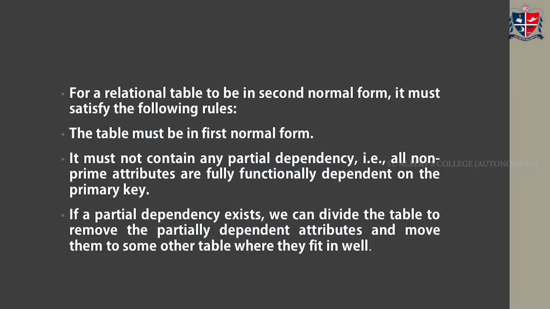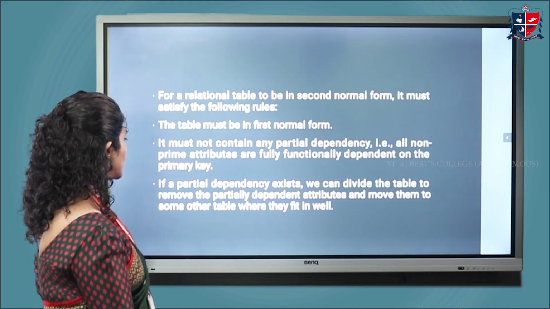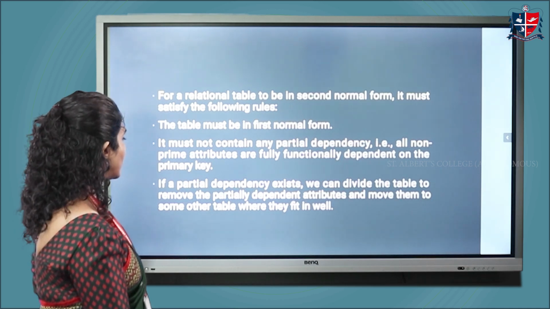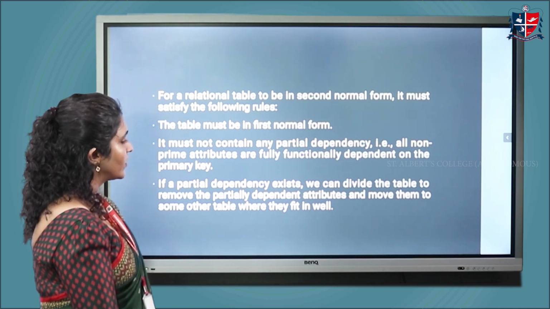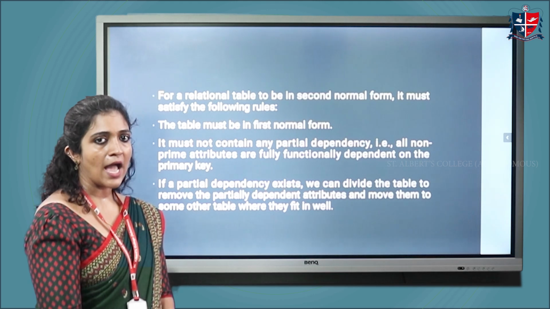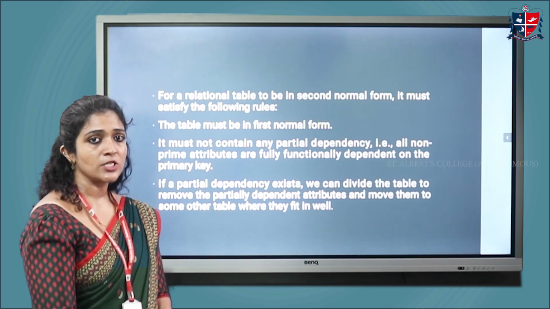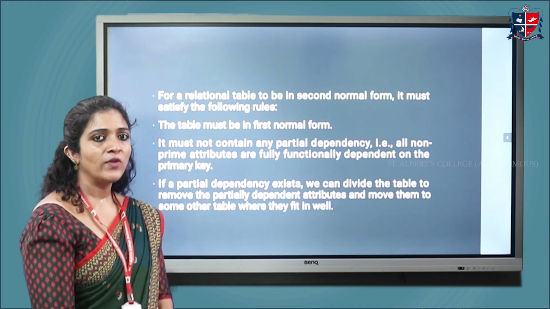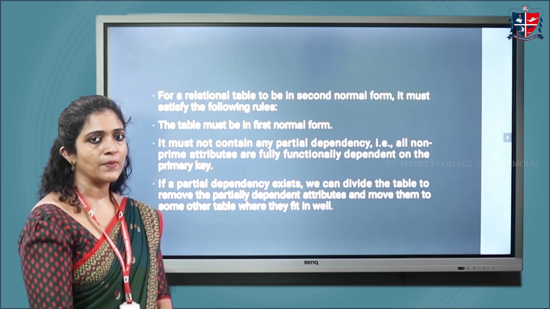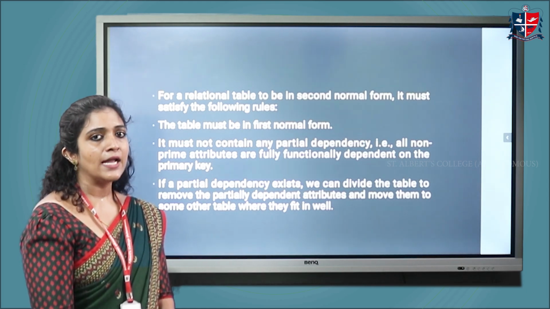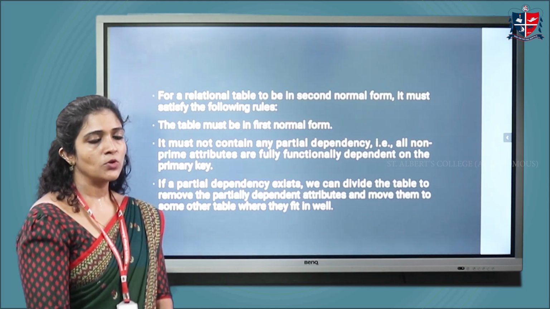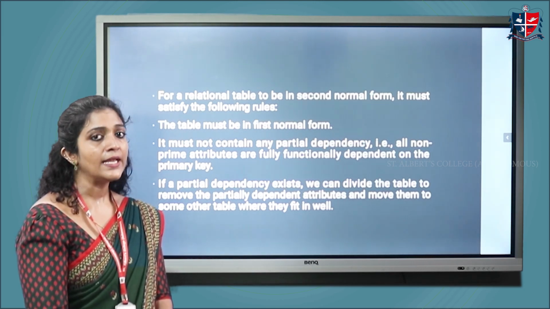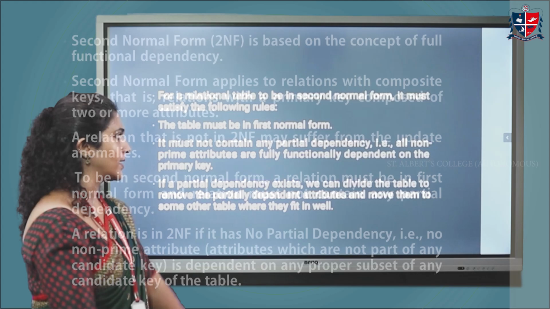If partial dependency exists, we can divide the table to remove the partially dependent attributes and move them to some other tables where they fit in well. That means if partial dependency exists, we cannot have the table in second normal form. So the solution is that we can decompose the table into multiple tables, and then we can have the second normal form. So in order to have the second normal form, the data should be in first normal form first, and we should eliminate the partial dependencies.